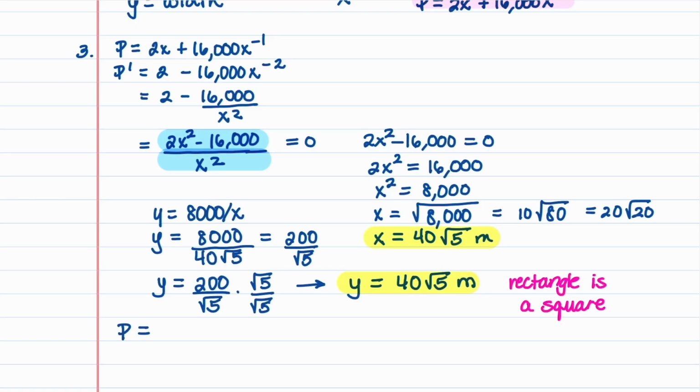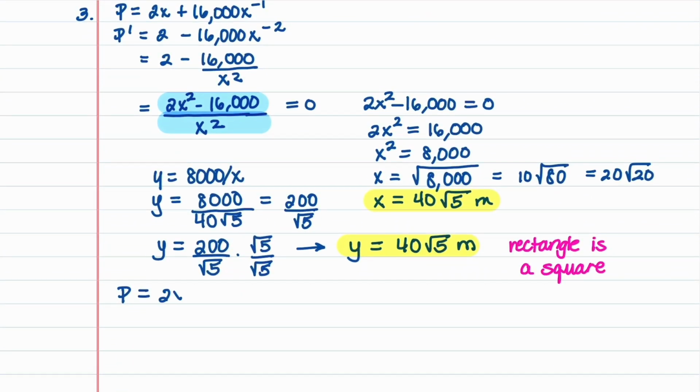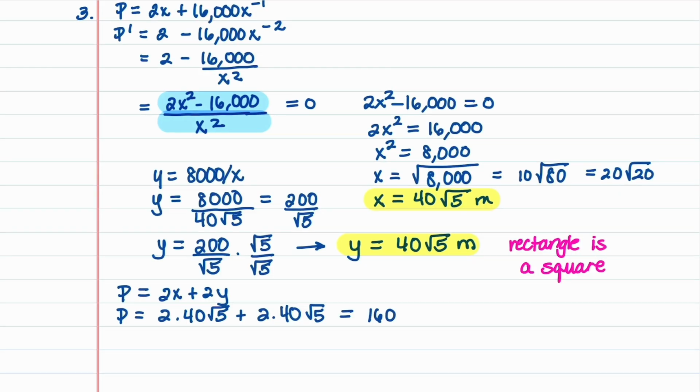Our p is given up above as 2x plus 16,000 x to the minus 1, but it's also written up above as 2x plus 2y. So I'm going to use that form because it's easier. Our perimeter then is 2 times x, which is 40 root 5, plus 2 times y, which is also 40 root 5. So we end up with 80 plus 80 gives us 160 root 5, and then we put in a unit of meters. And let's highlight that.